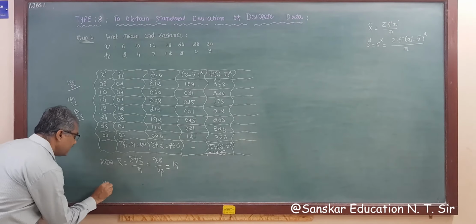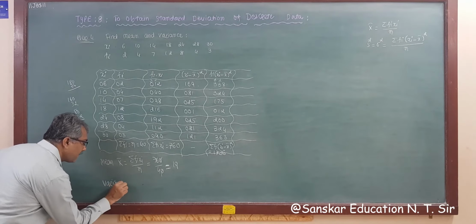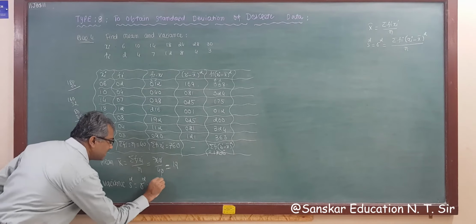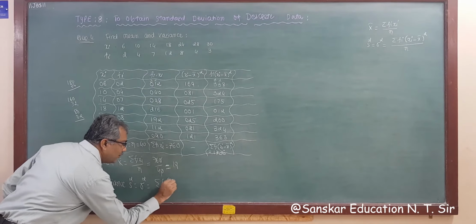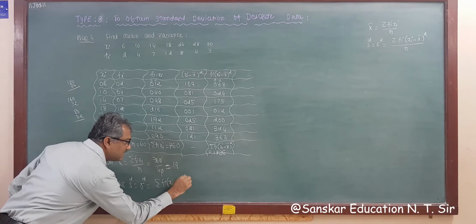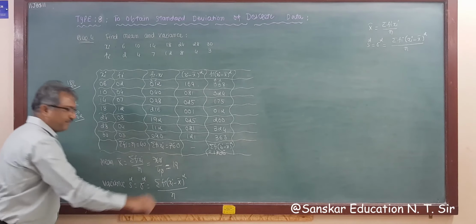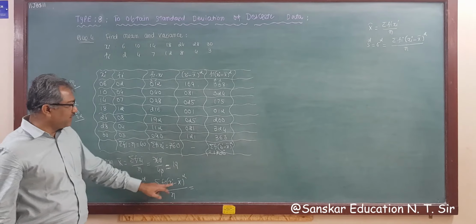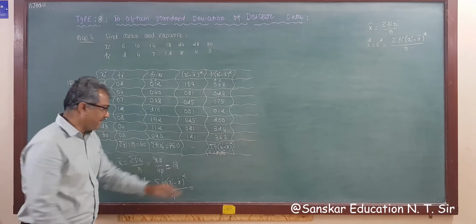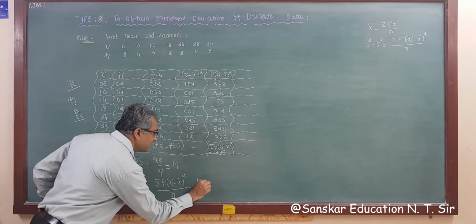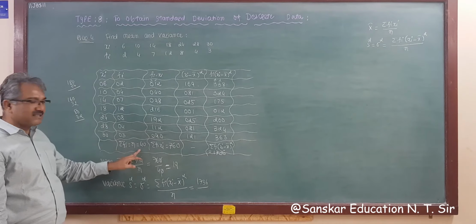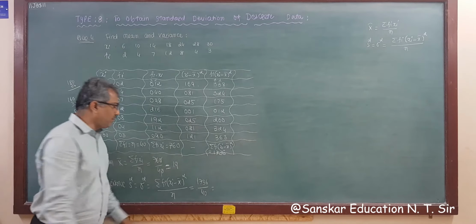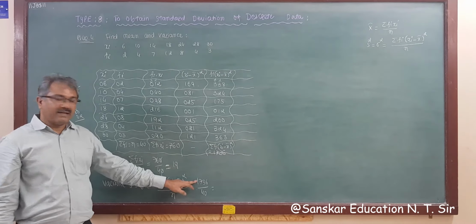Now variance. So variance S square, or sigma square, is equal to sigma fi into (xi minus x bar) whole square, whole upon n. So this is equal to 1736 divided by the total number of observations, which is 40.